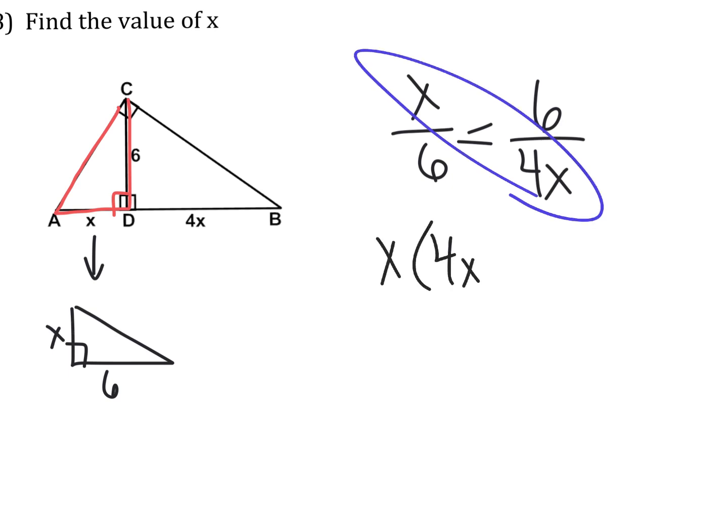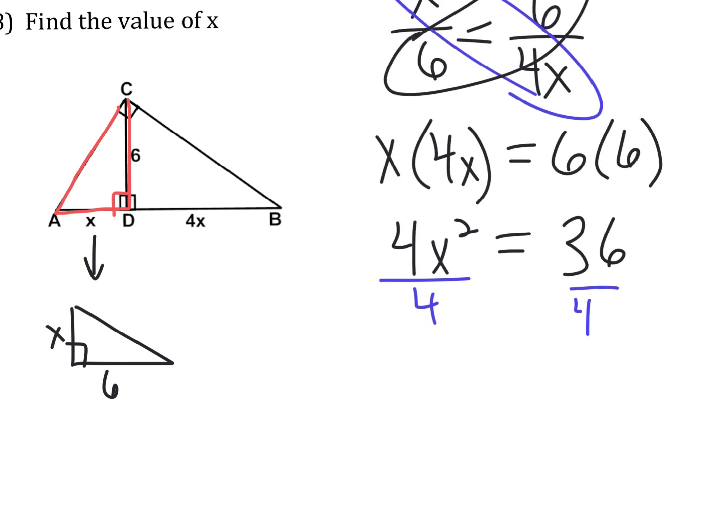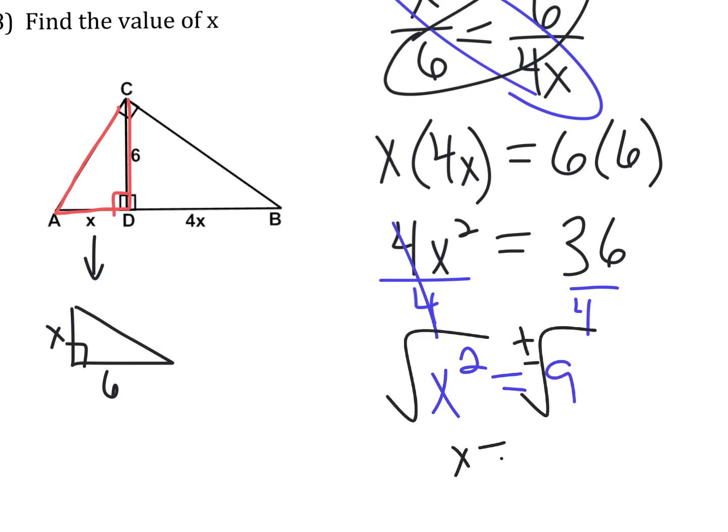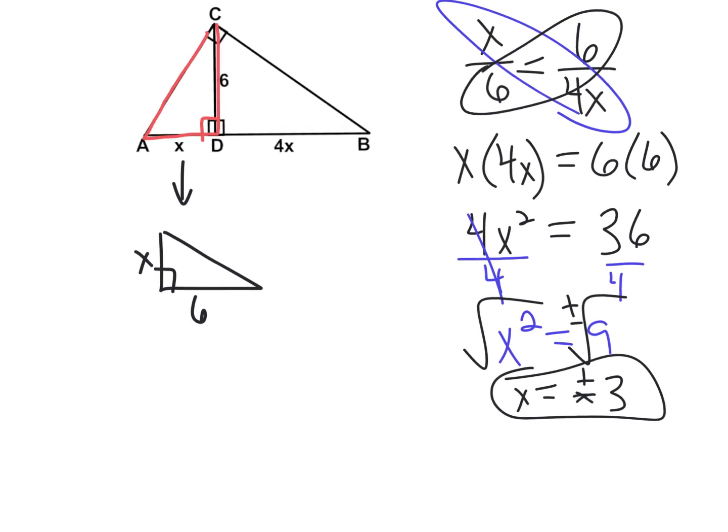We're going to do x times 4x equals 6 times 6. When you do this, x times x is x squared. That 4 is just going to stay out in front of it. So that's 4x squared. 6 times 6 is 36. And then what you would want to do here is first divide by 4. So x squared equals 9. And then we could do the square root. Square root of 9 is 3. And we know the negative answer doesn't work. So x equals 3 would be our answer for this one.